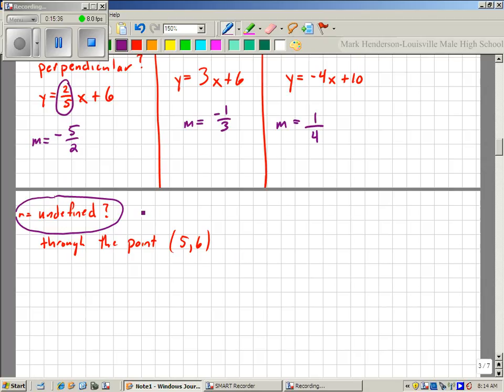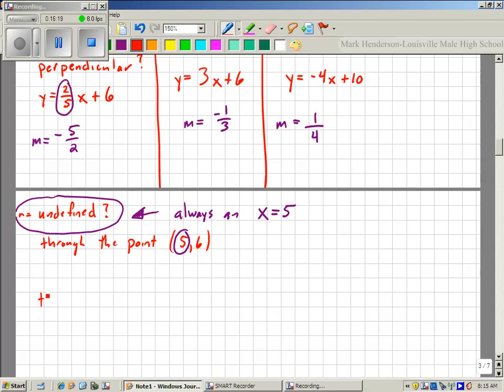Alright, so if m is undefined, it is always an x equals equation. So if m is ever undefined, it is always an x equals equation. And let me just say it like this. The ACT loves problems like this because this is one of the problems that your calculator won't do. So, how much does x equal? 5.